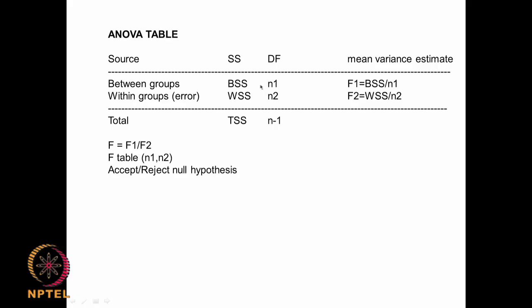Now, how do you calculate F? F1 is nothing but the mean variance. So, mean means BSS by N1, mean means WSS by N2. Now, F is given by F1 by F2, you are dividing by error. So, if the error is very small, F will come out to be very large, and then we compare with the table F for N1 and N2 degrees of freedom, and then you accept or reject the null hypothesis.